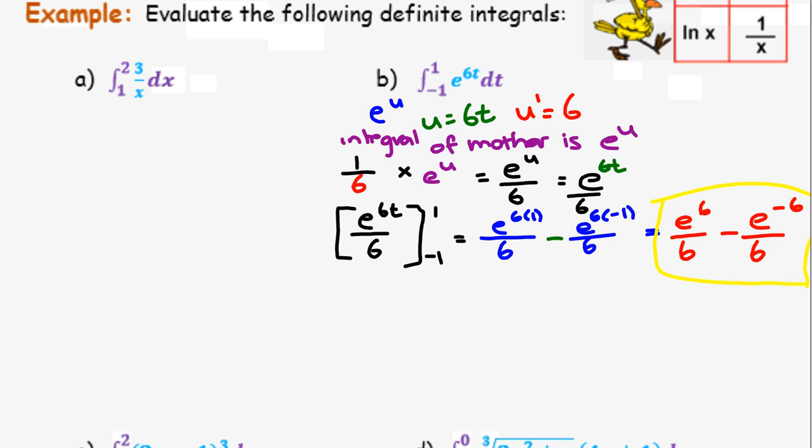Oh yeah, you can combine it because they've both got a common denominator, don't they? So another way they might write it is e to the 6 minus e to the -6, all over 6. Just showing you that there are different ways that it could be written.